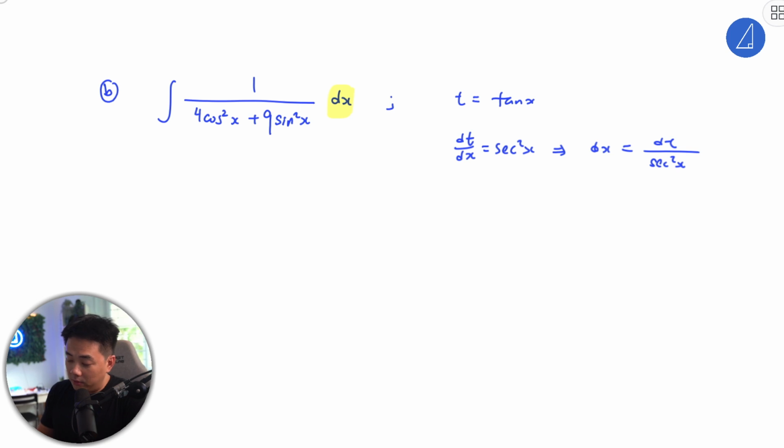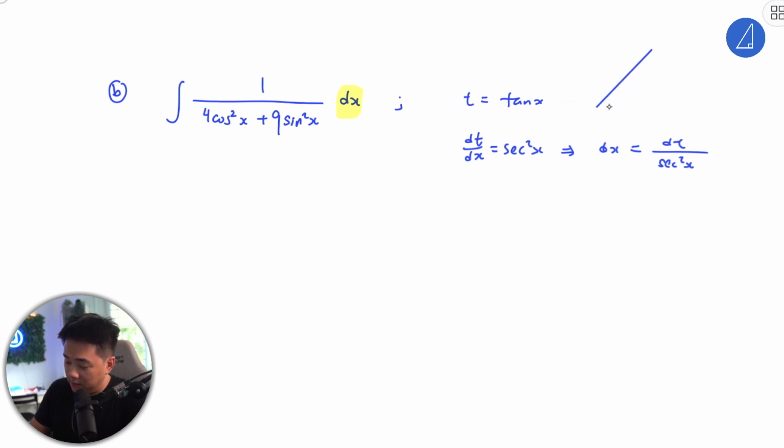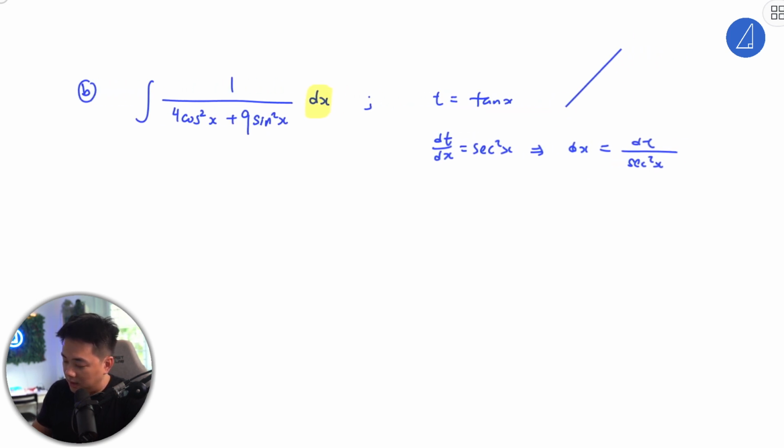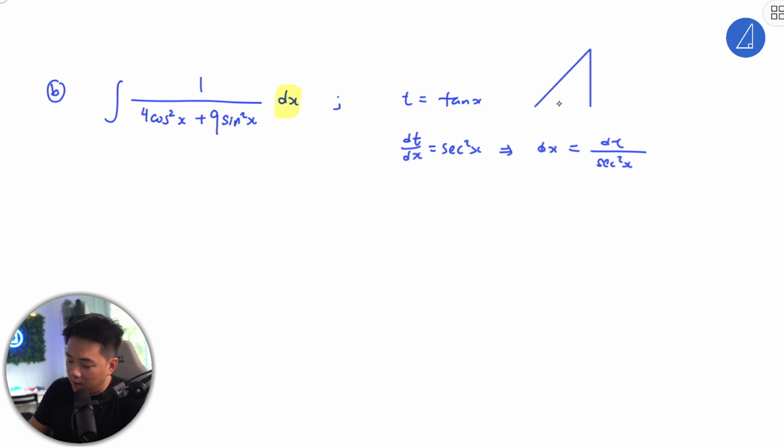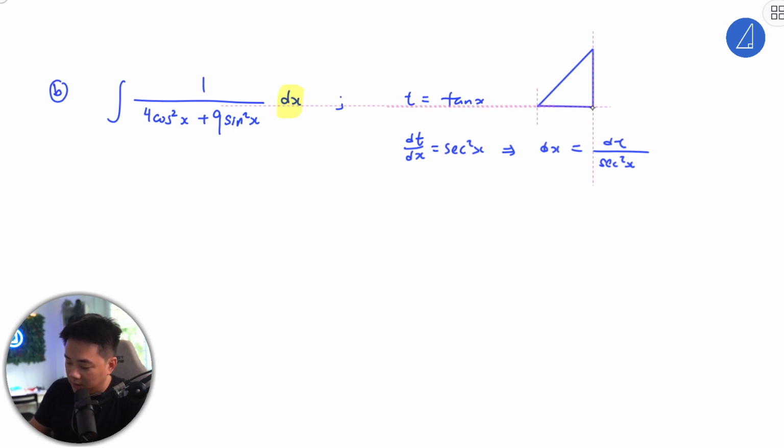But it's not so straightforward because how do we change cosine square x and sine square x to t? Draw the right angle triangle. Just draw a right angle. As long as it is trigo, always draw a right angle triangle. Here, what I can do is express cosine x and sine x in terms of t. So tangent x will be t over 1, so the hypotenuse is the square root of t square plus 1. Okay, so that's tangent x.